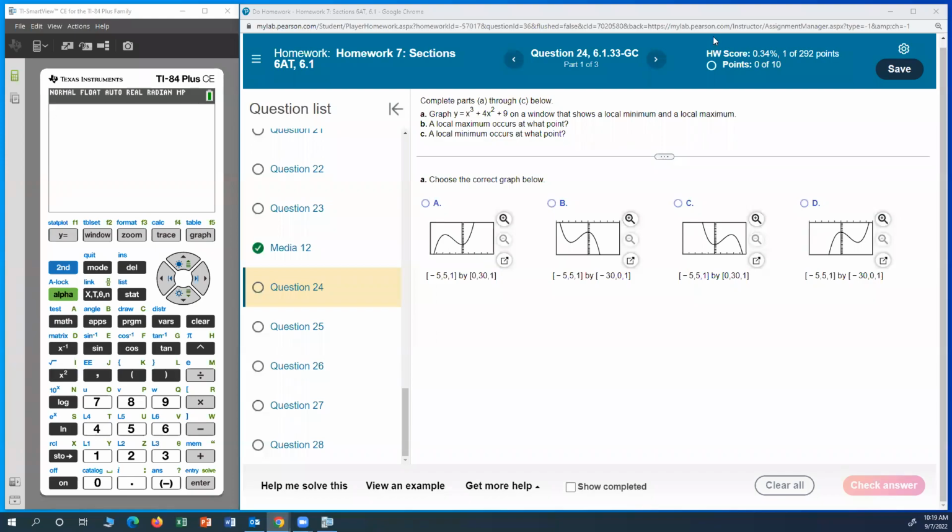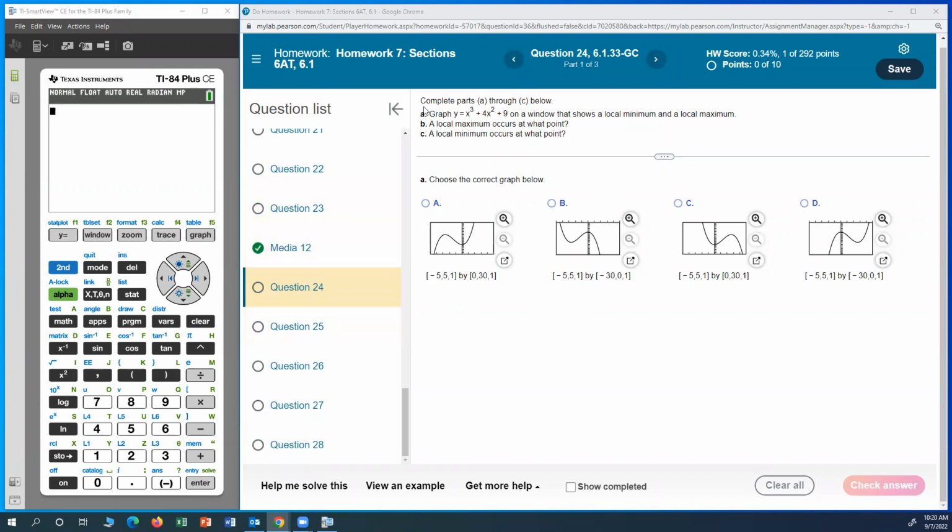Hi, Professor Schmer here. I received a homework question from a student about homework 7, questions 24 through 27. So I want to really quickly go over the skills needed in these homework questions. And all 4 of those homework questions are about finding local maximums or minimums, or the plural would be maxima and minima, and finding a good viewing window on your calculator.